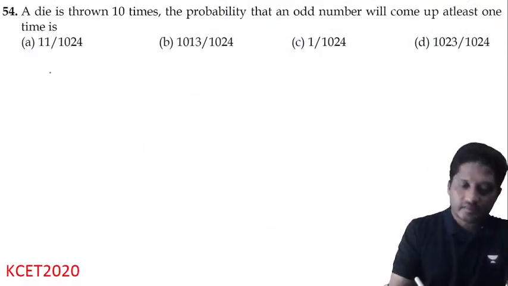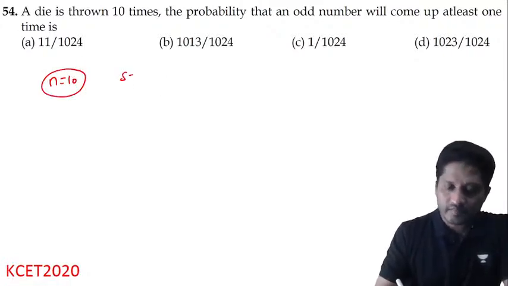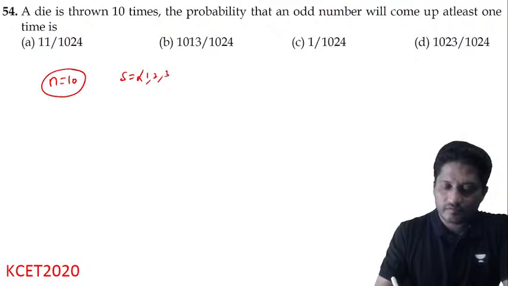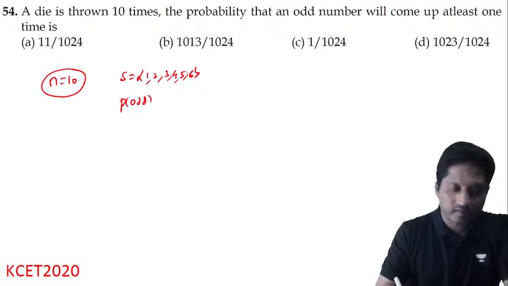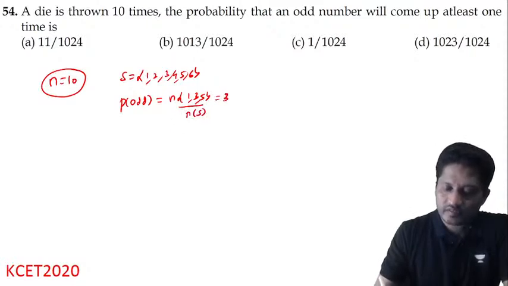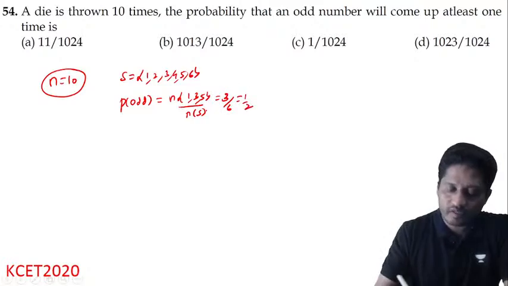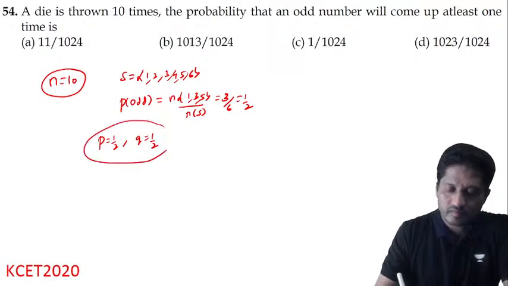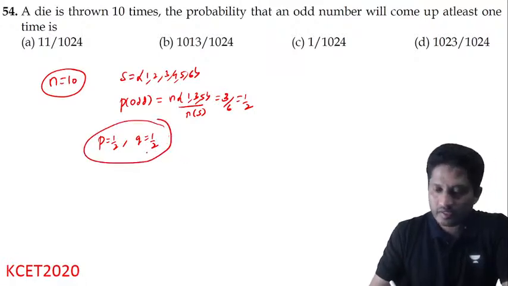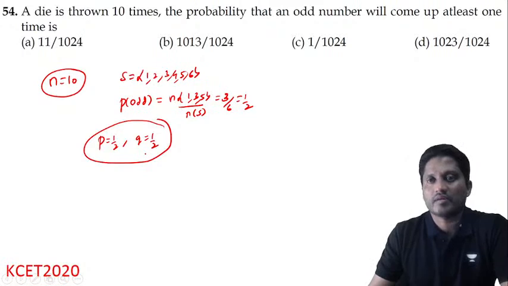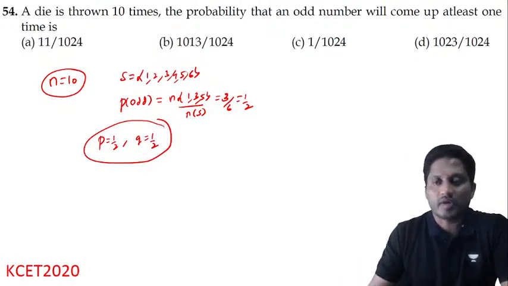A die is thrown 10 times, n equal to 10. Getting an odd number is considered as a success. Sample space is equal to 1, 2, 3, 4, 5, 6. Probability of getting an odd number on a die is 1, 3, 5 by n of S, which is equal to 3 by 6, 1 by 2. So getting an odd number is 1 by 2, and getting an even number is 1 by 2. What is the probability that an odd number will come up at least once?